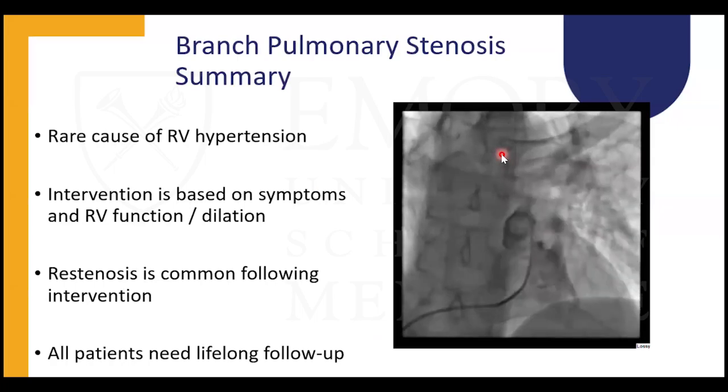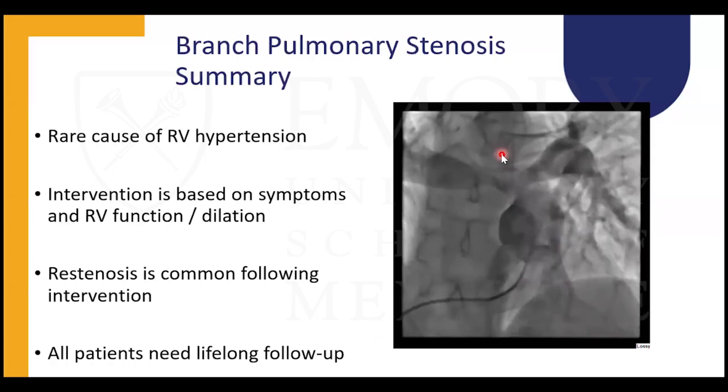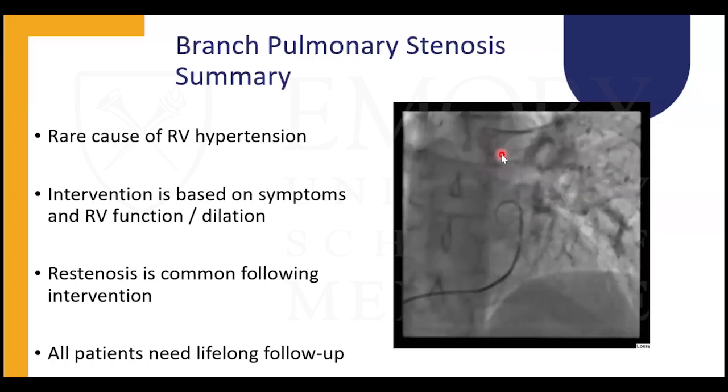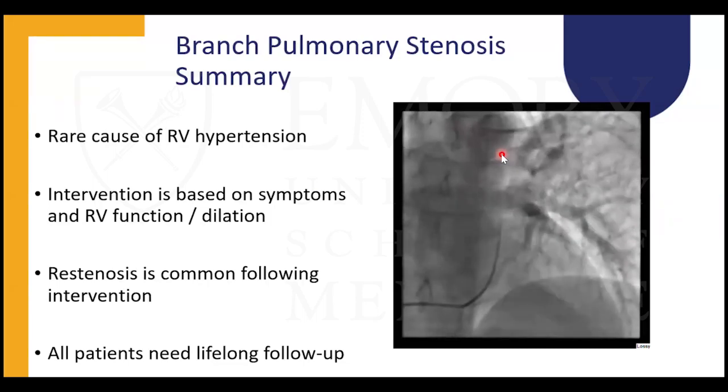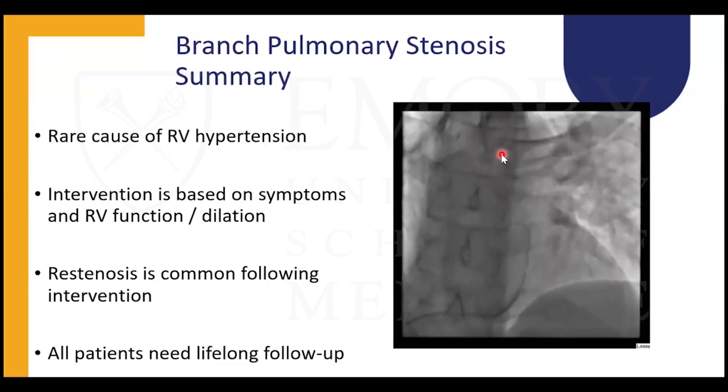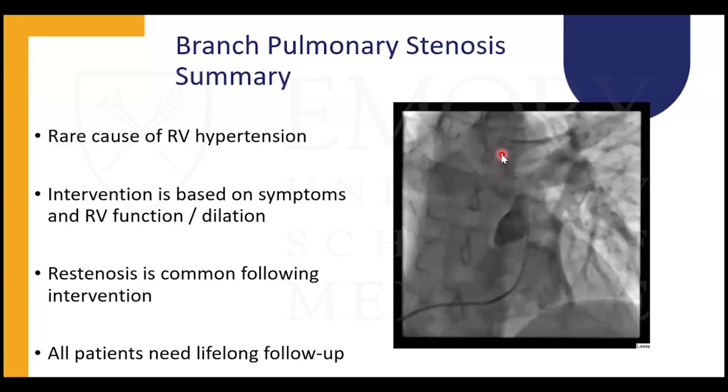So in summary, branch pulmonary stenosis can be a rare cause of RV hypertension. The interventions are based on symptoms and RV function or dilation. Restenosis can occur, and these patients continue to also need follow-up.